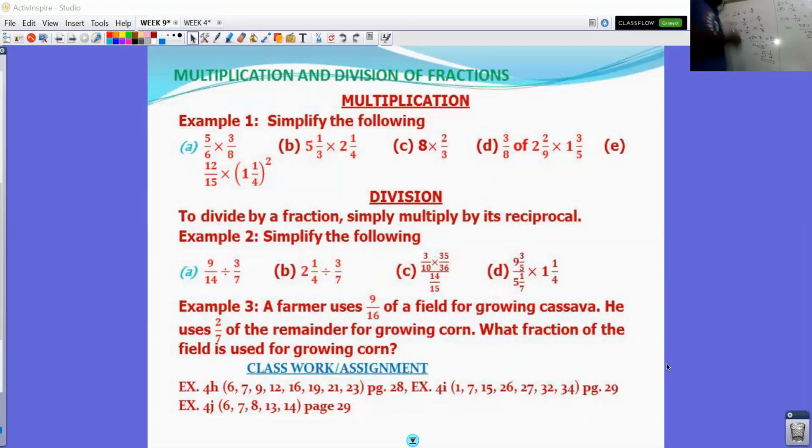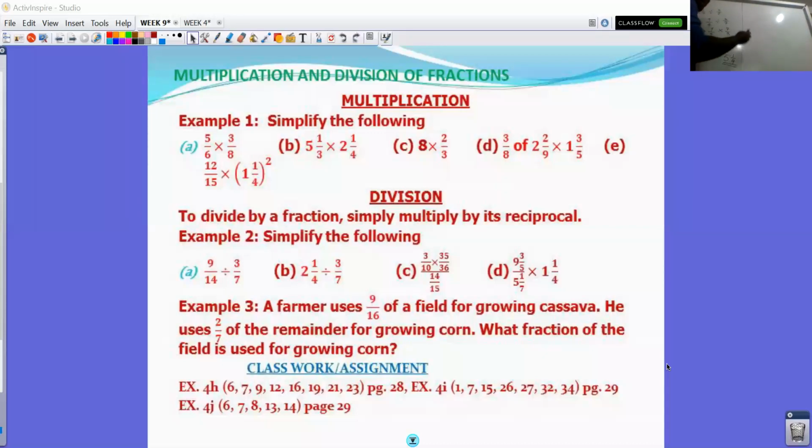So let's continue. Then let's complete our question B. So let's move to question C. You see that question C is a bit complex. It's a combination of multiplication and division. So you don't need to be afraid. I'm going to break the question down for you to understand. So let's look at the board, please.